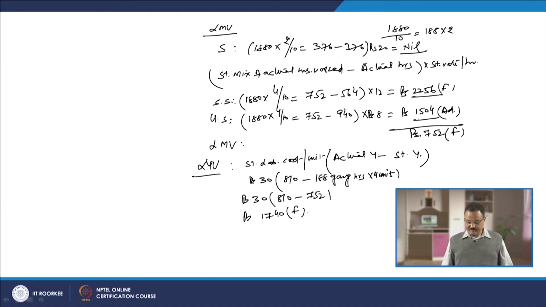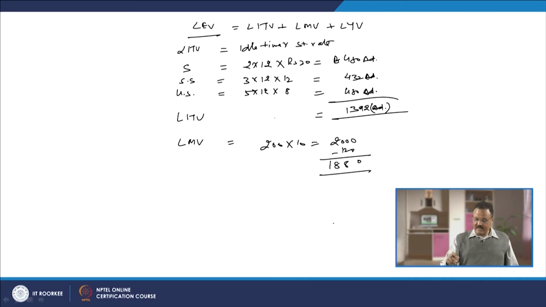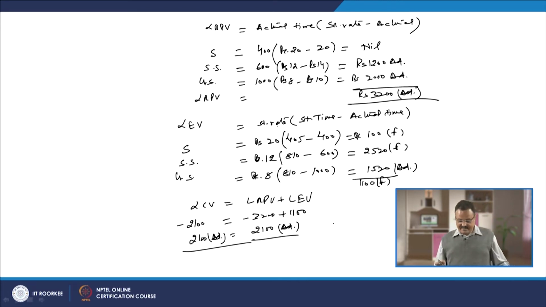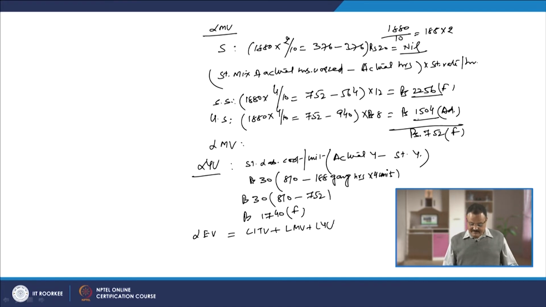Now, let us apply the check here whether all these 3 variances are equal to the labor efficiency variance or not. So, it should be equal to LITV plus LMV plus LYV, right. Labor efficiency variance was how much? We had to calculate the labor efficiency variance, and if you look at it, this was 1100 favorable. So, this is 1100 favorable.